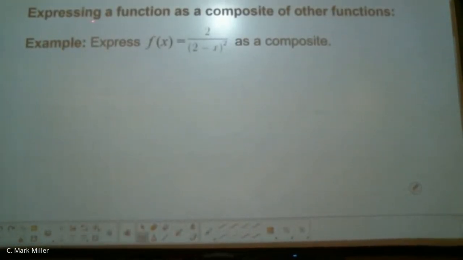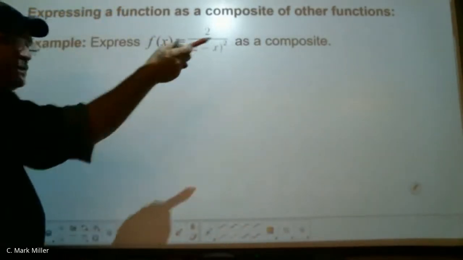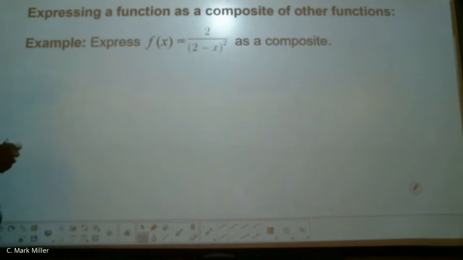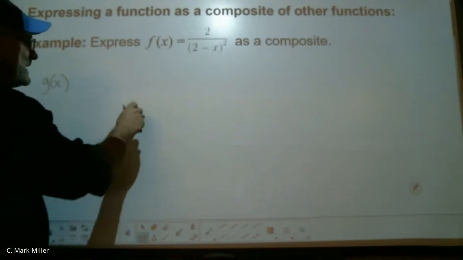Okay. Expressing a function as a composite of two other functions. There is more than one correct answer for this one. Any way you would do it is fine. But one way to do this is say, okay, so I want to make this a composite of two other functions. So I'm going to do g of x and h of x.